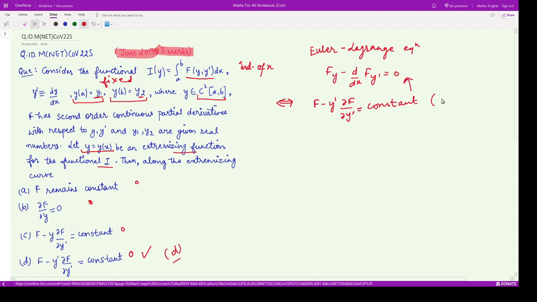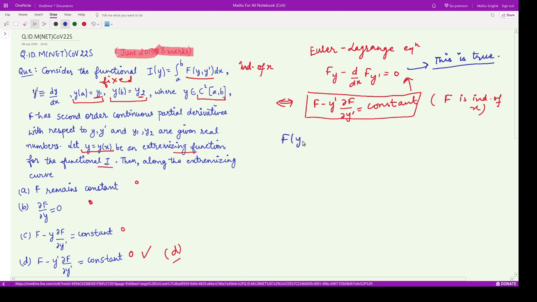In this we must have a condition that the given function f is independent of x, the independent variable. So let us have a look at this. To solve this, assume that this is true, because we are saying that we wanted to find the extremal. Moreover, our function f is a function of y and y dash only, that is, it does not contain x.